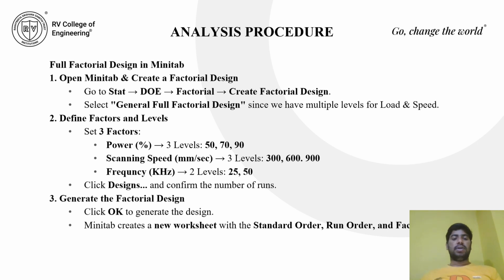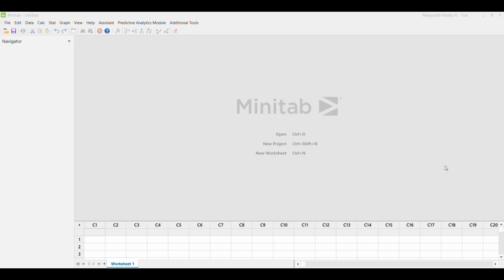Analysis procedure: full factorial design in Minitab. Open Minitab and create a factorial design. This analysis procedure can now be shown in Minitab. Opening the Minitab software, this is the interface we can see.